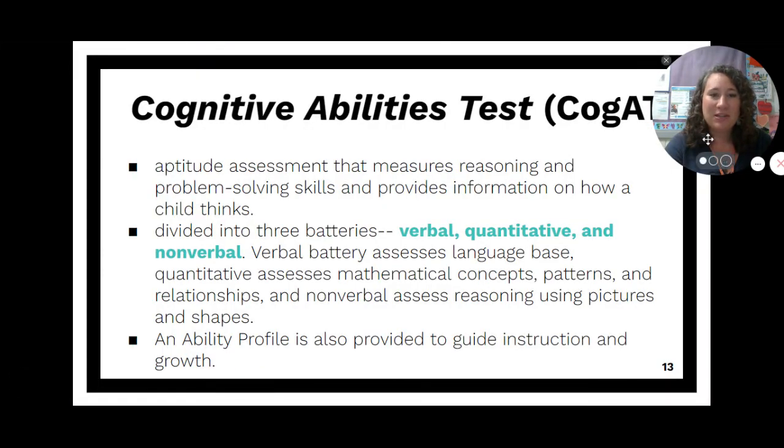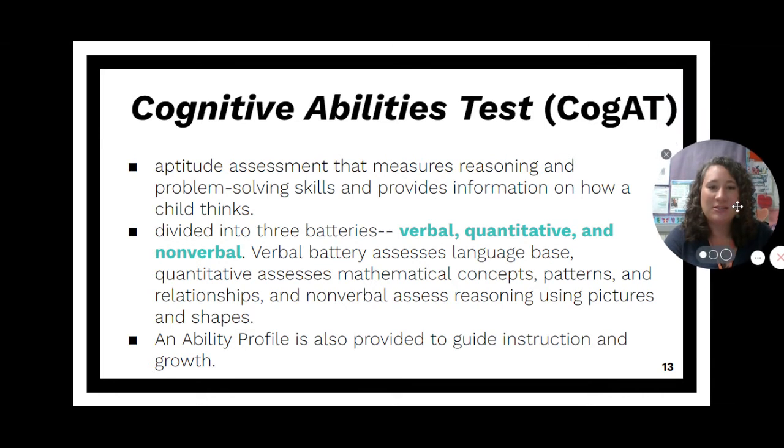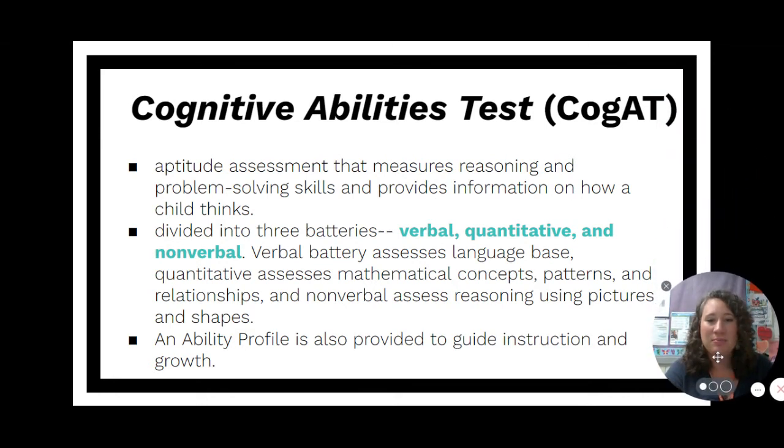The Cognitive Abilities Test is an aptitude test that measures reasoning and problem-solving skills and provides information on how a child thinks. It's divided into 3 batteries: verbal, quantitative, and nonverbal. Verbal battery assesses language-based, quantitative assesses mathematical concepts, patterns, and relationships, and nonverbal assesses reasoning using pictures and shapes. An ability profile is also provided to guide instruction and growth.